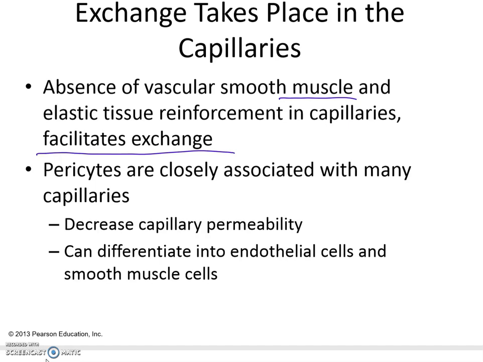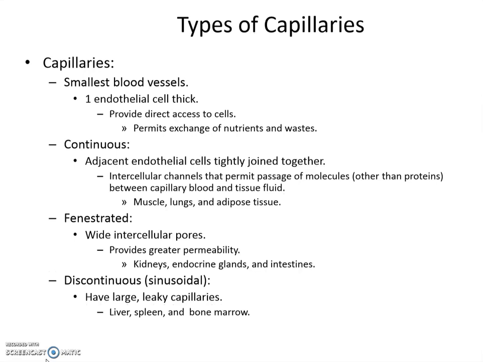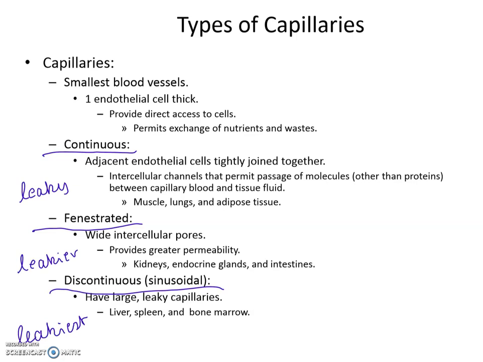They're either leaky or leakier or leakiest. And so here are the types of capillaries listed. So here, the continuous ones, they're leaky. The fenestrated ones, they're leakier, and the discontinuous ones, or sinusoidal ones, they are the leakiest ones of them all. The continuous type of capillaries, the leaky ones, we will find in muscle, lung, adipose tissue. Fenestrated ones, fenestra means window, so they have pretty large pores, and those we will find in the kidneys, endocrine glands, intestines, as an example.